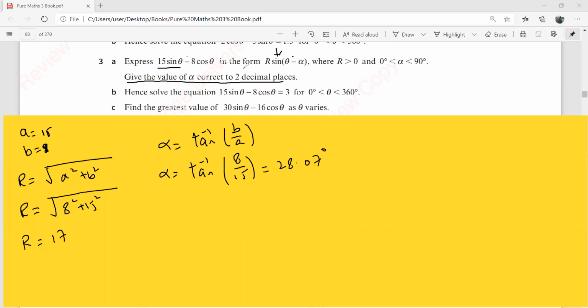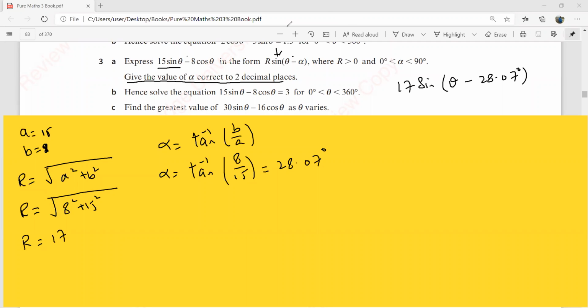So this expression that we had here is now going to be 17 sine, and then you have this theta minus 28.07. That's the A part done. Then it says hence solve the equation equal to 3.